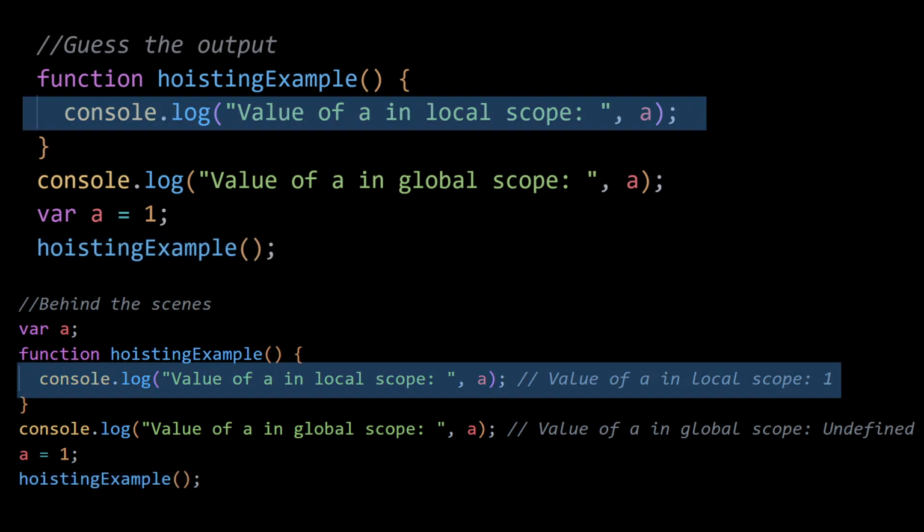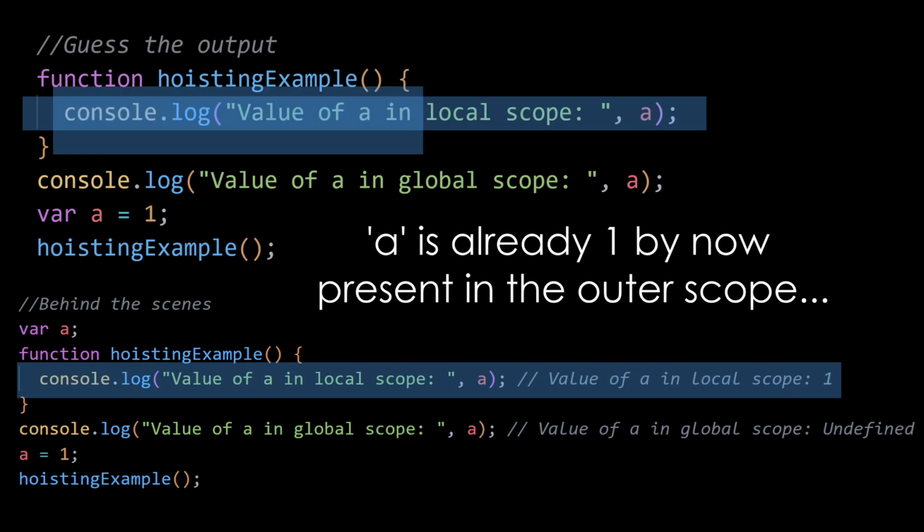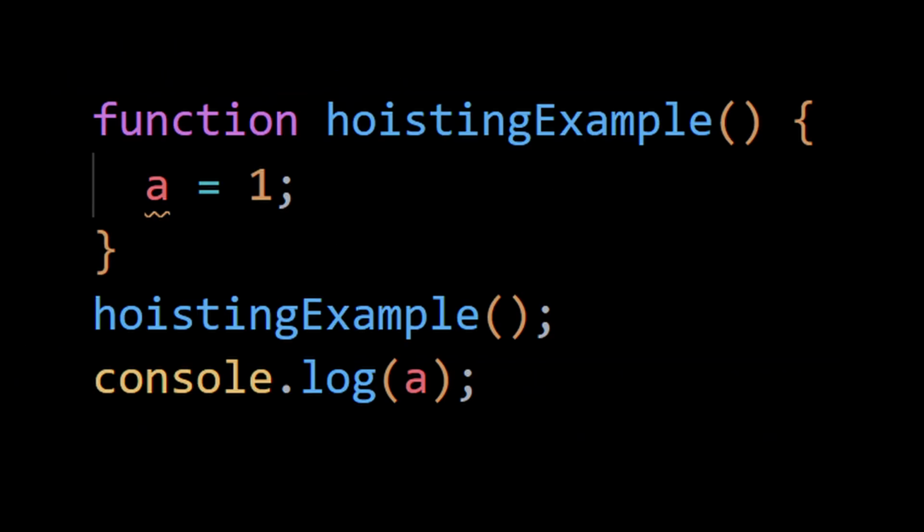Inside the hoisting example function, it attempts to log the value of a in the local scope. Since there is no local a variable within the scope, it looks up the scope chain and finds the global variable a, which has been initialized to 1. Therefore, it logs 1. Now for the seventh question, guess the output of this.